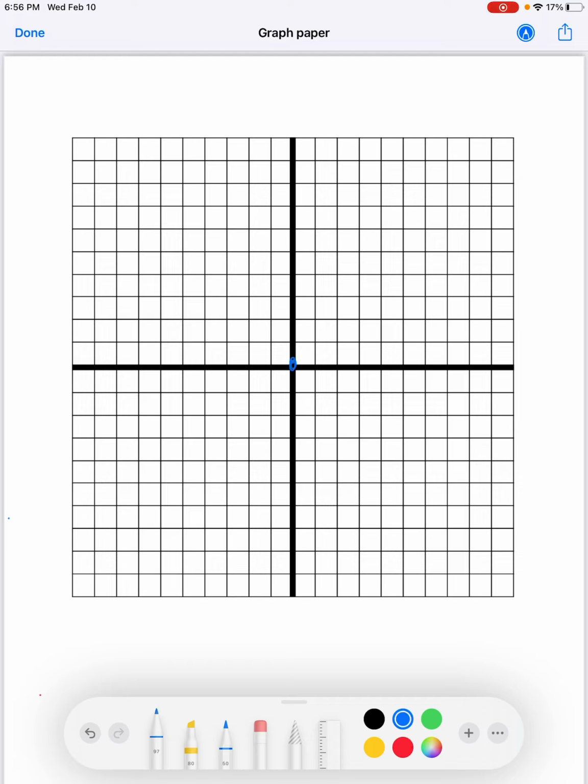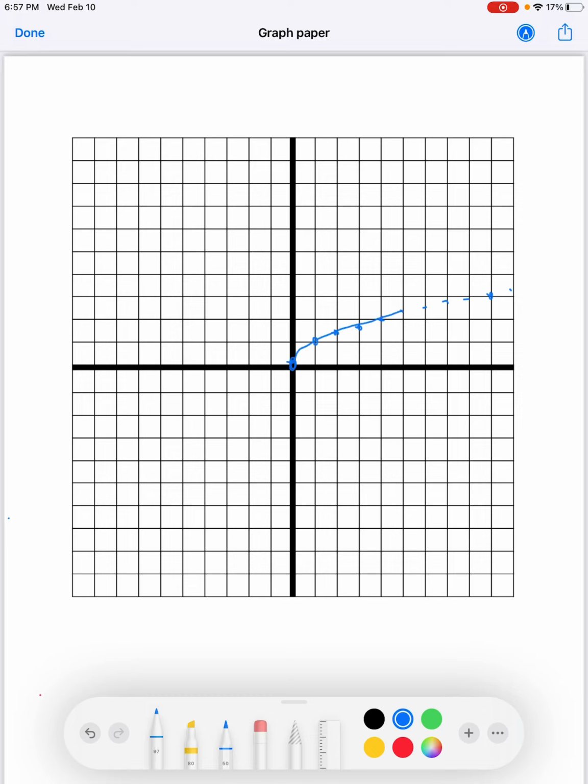Square root of 1 is 1, so 1, 1. Square root of 2 is like 1.41, so like right here. Square root of 3 is like 1.71 or something, and then square root of 4 is 2, square root of 5 is, and then you can see it would go like this, and then 3 and 9 you can see, and then there you go.